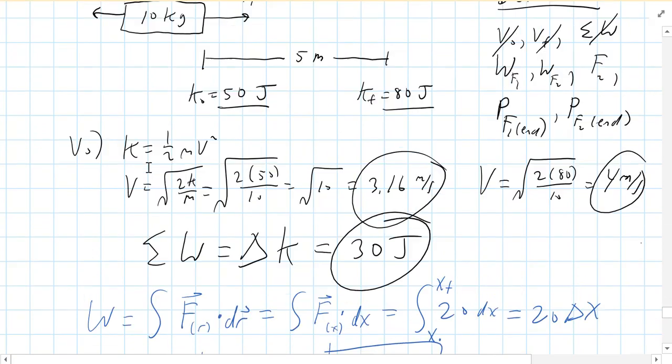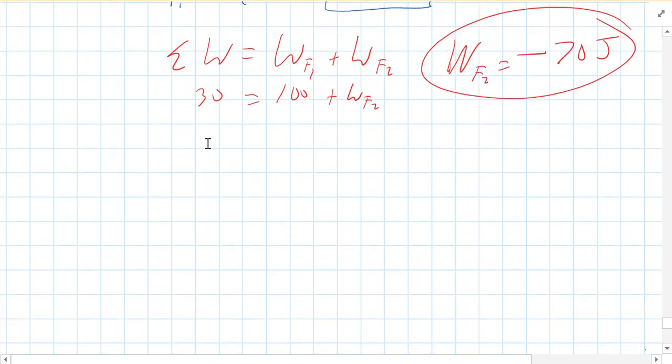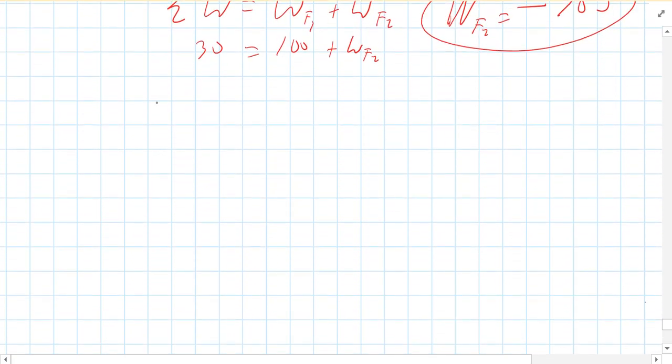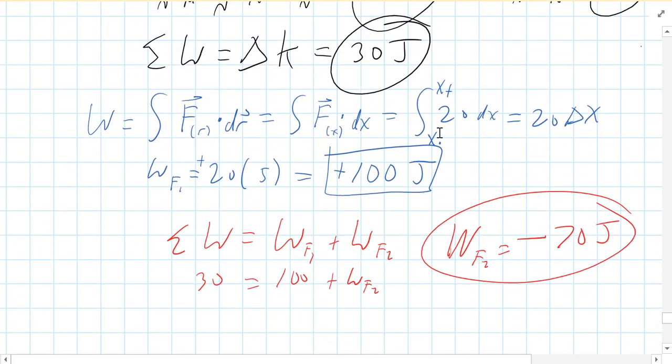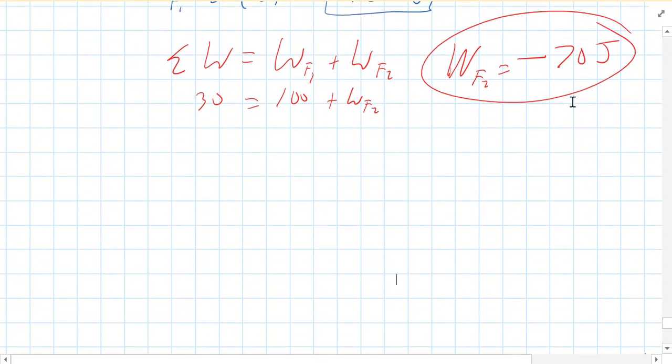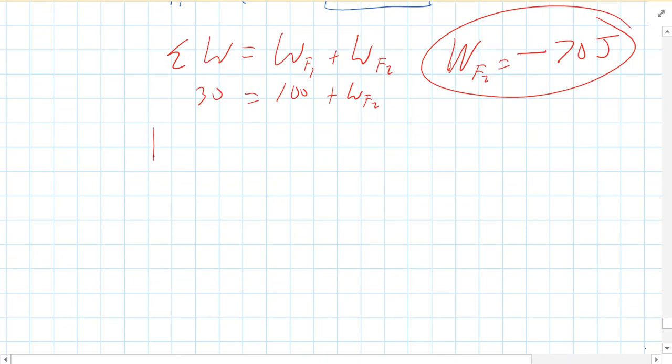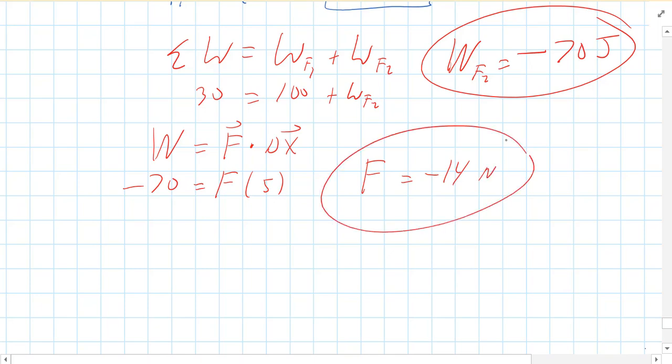Now the force F2 is pretty simple. I'm not going to do the whole integration thing again. We just know that for a constant force, work done is equal to force dot delta x. So we have negative 70 equals the force, which I don't know, times a delta x of 5. And you get a force of negative 14 newtons. It's negative, again, because it's acting opposite the motion, so the math tells us that.